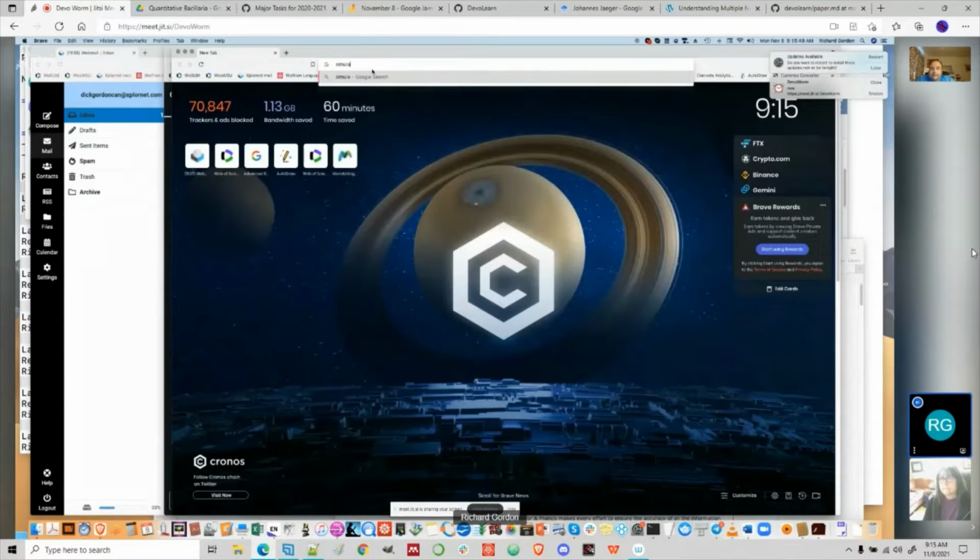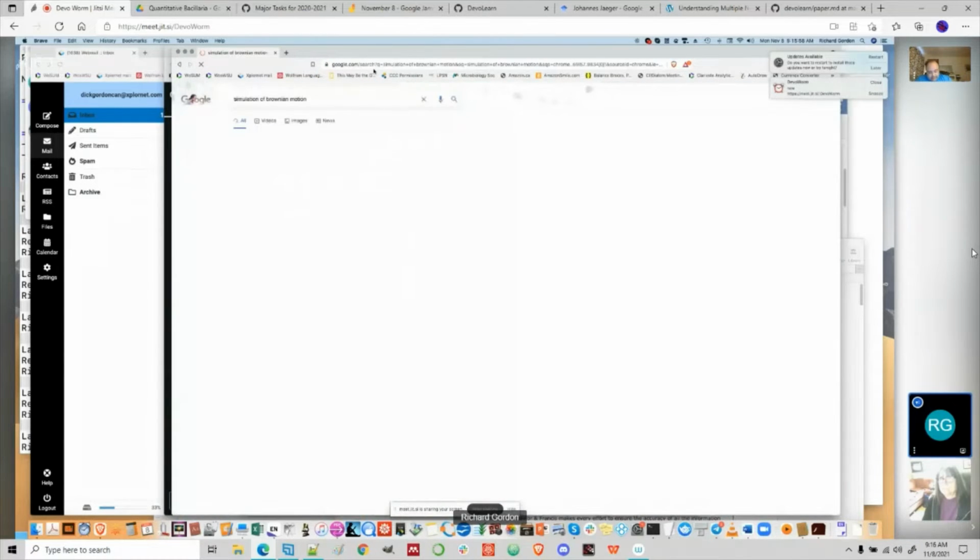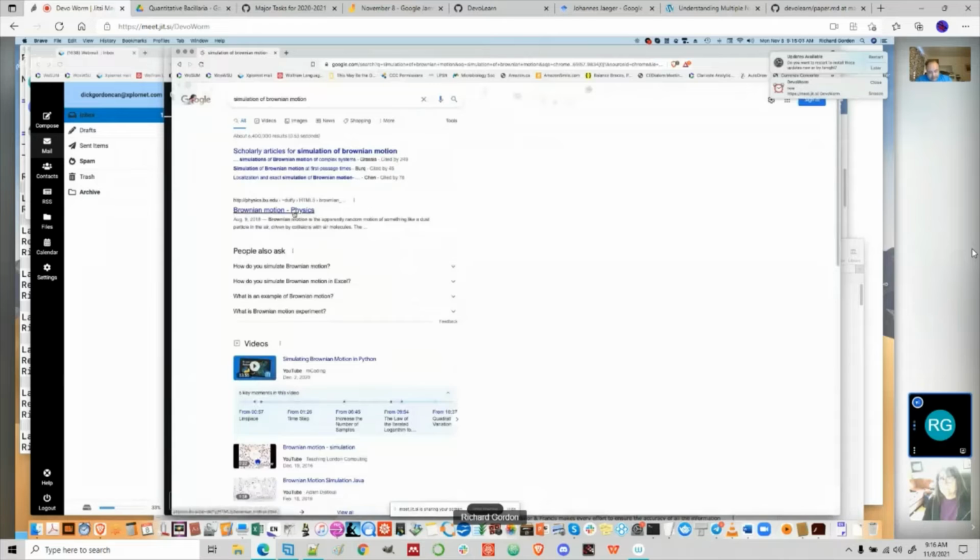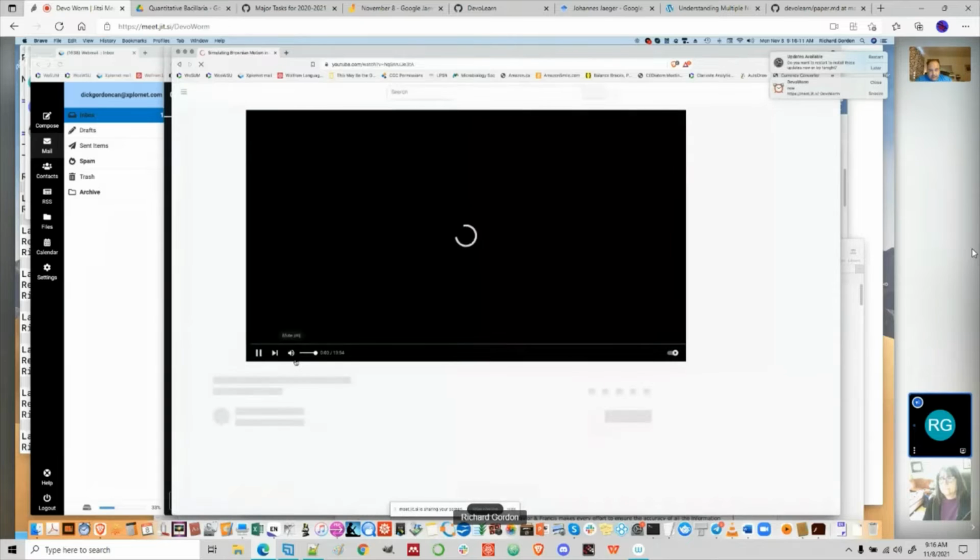Okay, now what I'm going to do here is search for a simulation of Brownian motion, Brownian motion physics. Oh, maybe you should look at this one, because here's one in Python, which means it should be hard to reproduce. The code may be available.